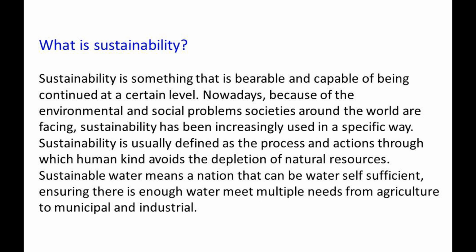Sustainability is usually defined as the process and actions through which humankind avoids the depletion of natural resources.